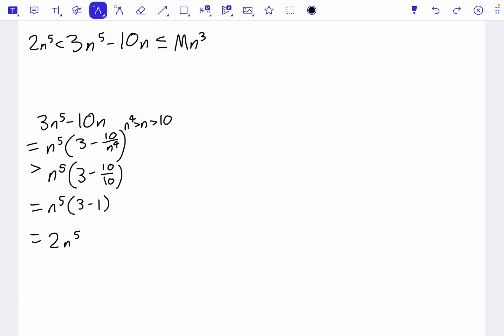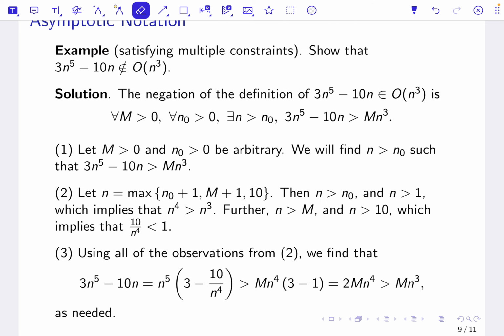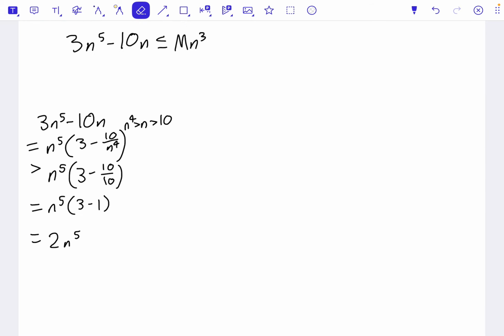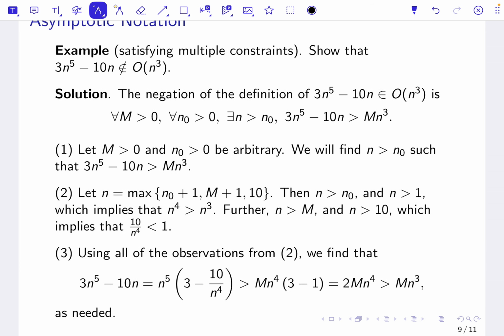So yeah, all of math is broken, or I don't know what I'm doing. Woo! But I remembered we're not trying to show that 3n to the 5 minus 10n is less than or equal to mn cubed. That is false, at least for the quantified variables that were given. We're showing that it's strictly greater than.